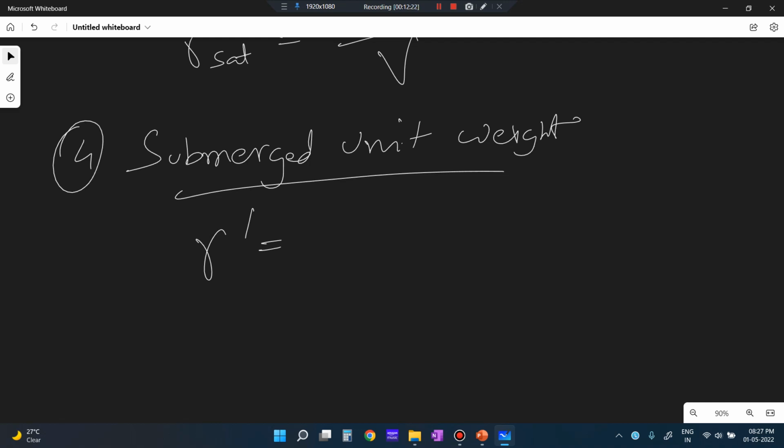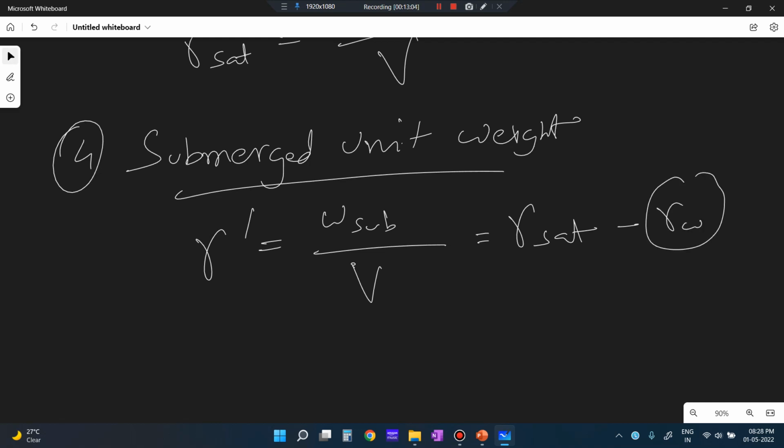So it will reduce. So the net weight of the soil solid will get reduced. So gamma sub is the weight of the submerged soil divided by the total volume of soil. It can also be written like gamma dash can also be written as gamma sat minus gamma W. This gamma W is the unit weight of water, which is generally 9.81 kilonewton per meter cube.